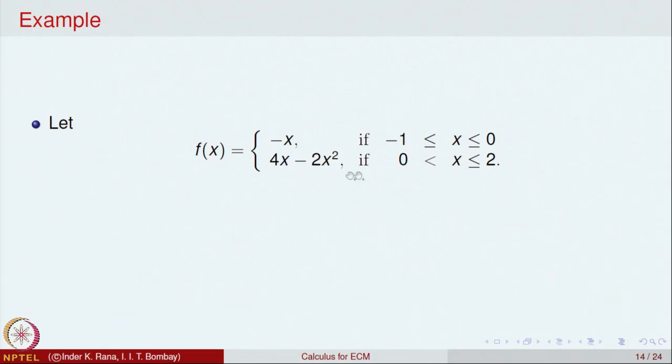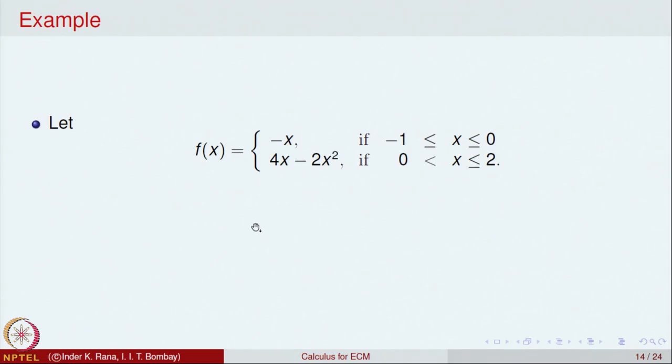So, if we take a sequence x n converging to 0 from the right, then f of x n will be equal to 4 x n minus 2 x n square. As x n goes to 0, 4 x n will go to 0 and 2 x n square will also go to 0, because x n goes to 0. So, using the limit theorems for sequences, we will see that the right limit of this function at the point 0 is also 0. So, this function is continuous in the closed bounded interval minus 1 to 2. So, this will have an absolute maximum and absolute minimum in that interval. So, that is ensured.